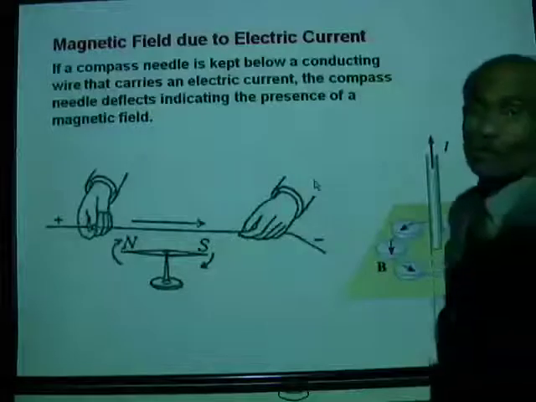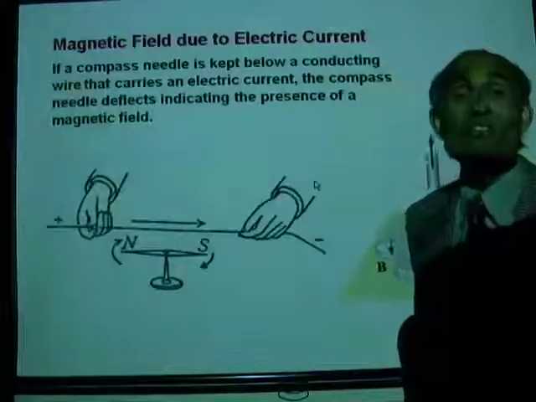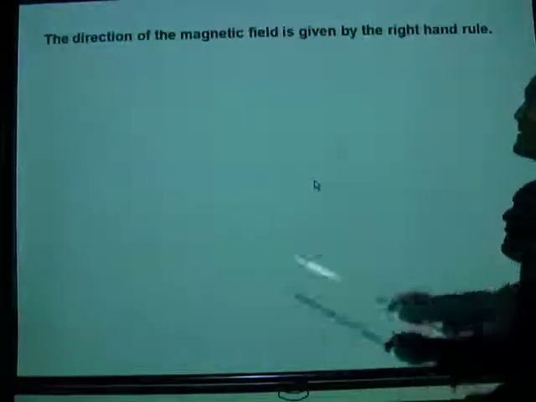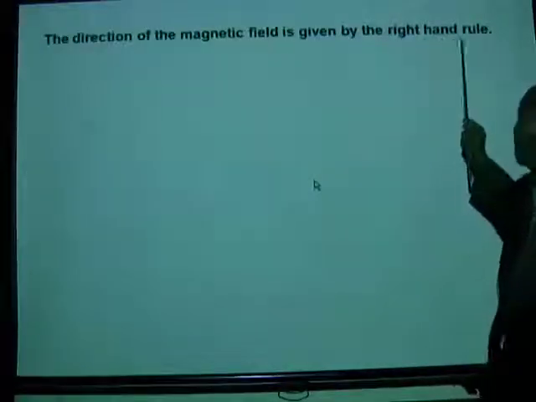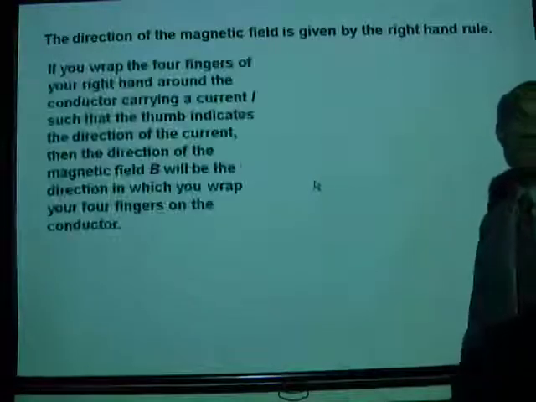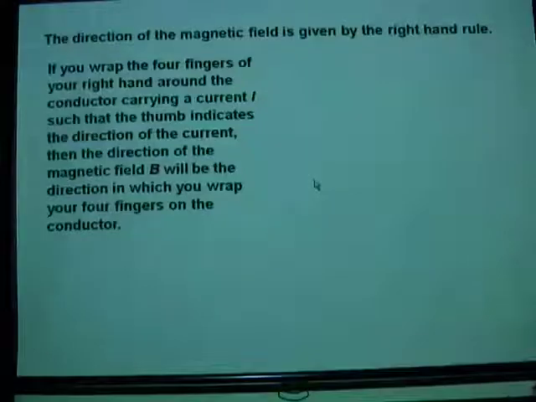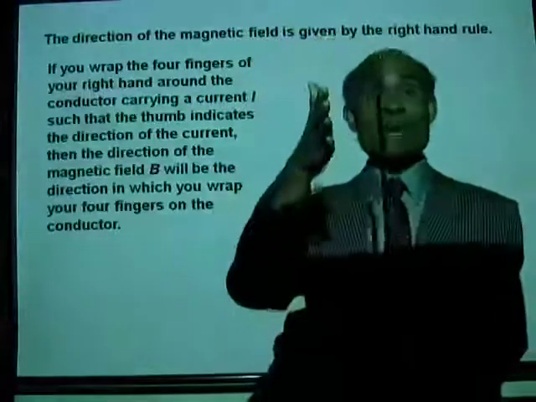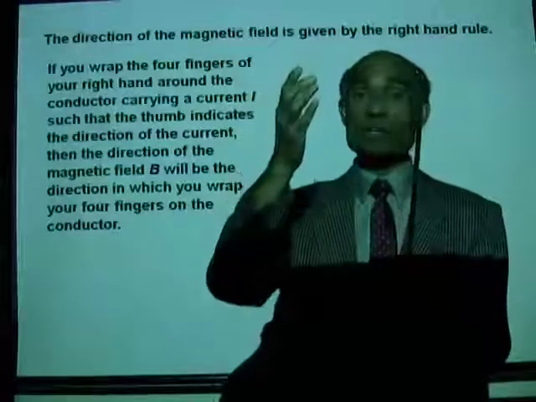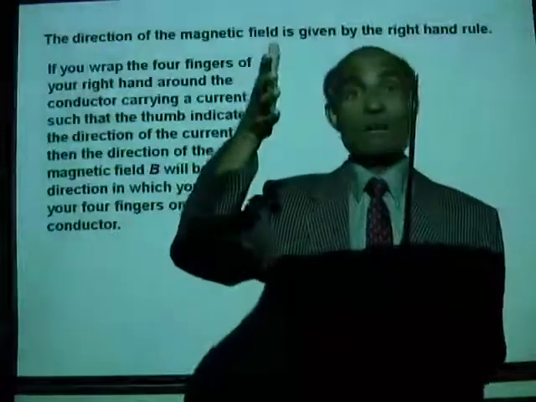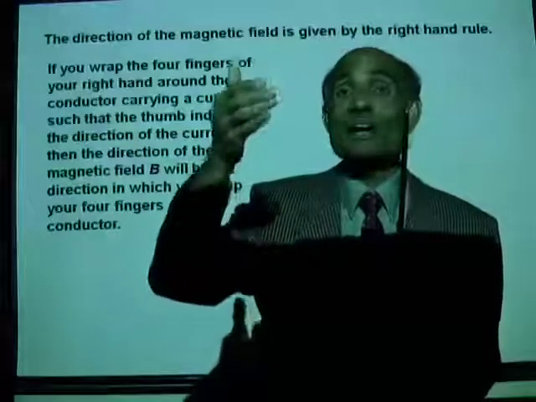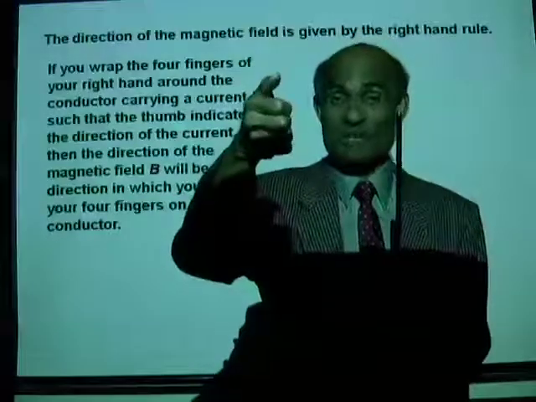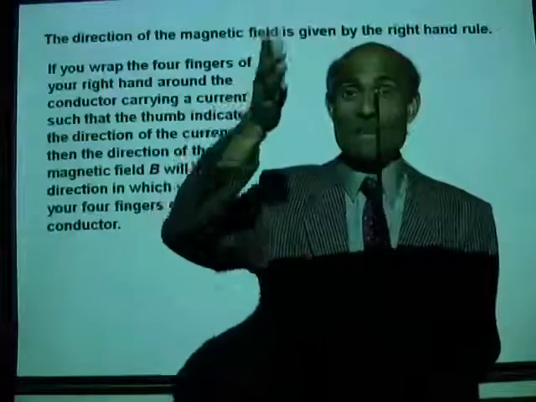There is a law that can be easily used to explain this, and that is called the right-hand rule. The right-hand rule. Now, what does the law say? It says if you wrap your fingers of your right hand. Now, when I lift my right hand, it will look like the left hand on the picture. Is that right? But I'm lifting my right hand.